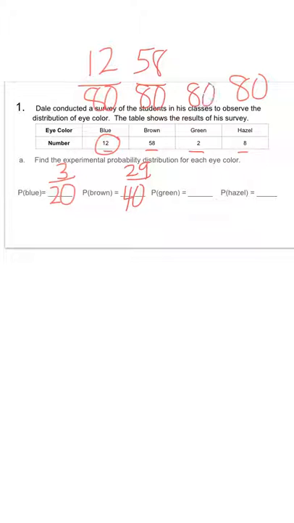In green, again, you have 80 at the bottom, and then you have 2 at the top. When you reduce this fraction, it is 1 over 40, and you have a 1 fortieth probability of a student having green eyes. And finally, for hazel, 80 on the bottom again, and then 8 on the top. When you reduce 8 eightieths, you get a 1 tenth probability of a student having hazel eyes.